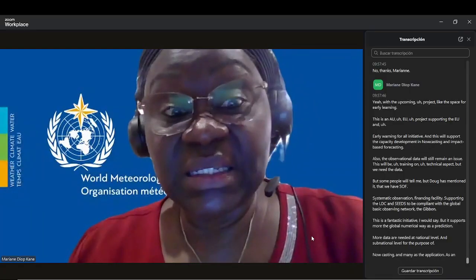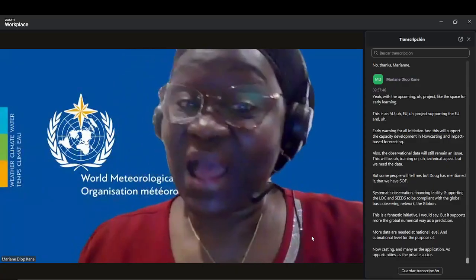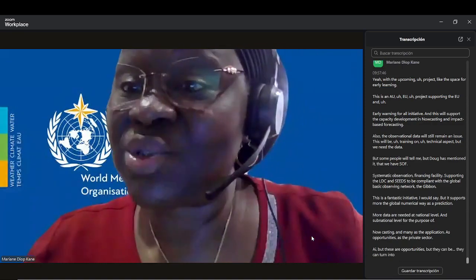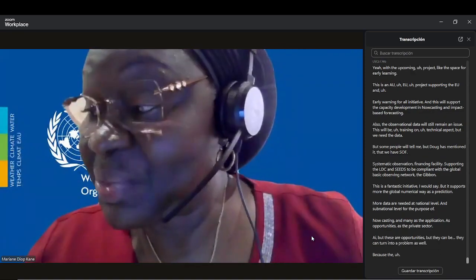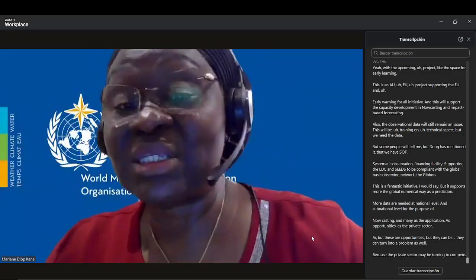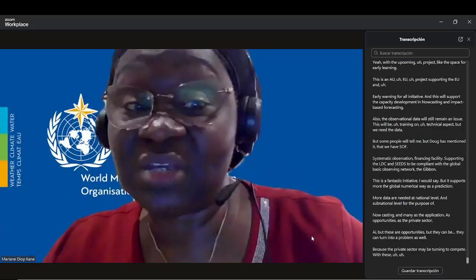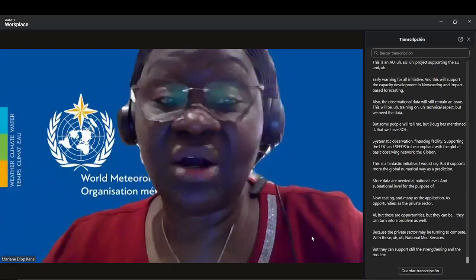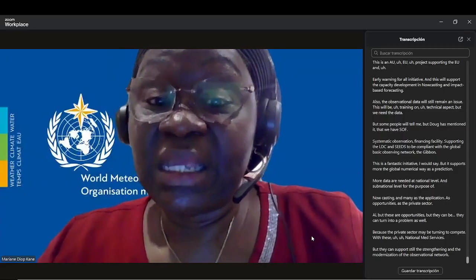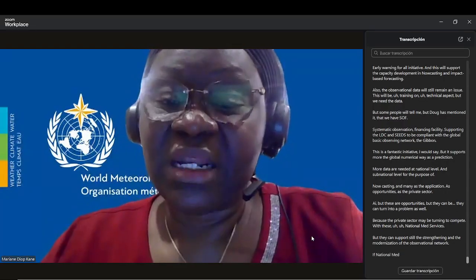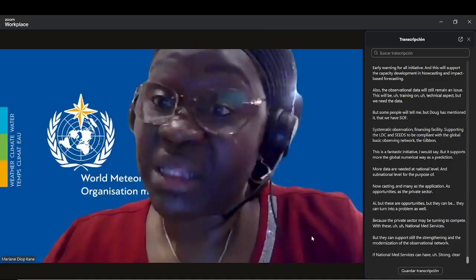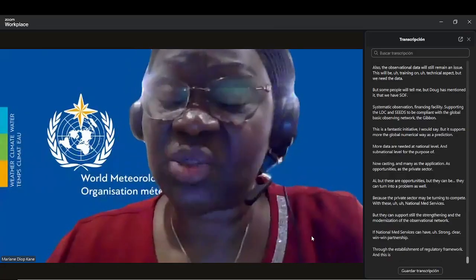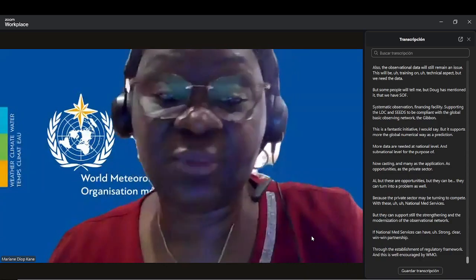Other opportunities are the private sector and AI, but these opportunities can turn into a problem as well, because the private sector may turn to compete with National Met Services. But they can still support the strengthening and modernization of the observational network if National Met Services can have a strong, clear win-win partnership through the establishment of a regulatory framework. And this is well encouraged by WMO through the Geneva Declaration.